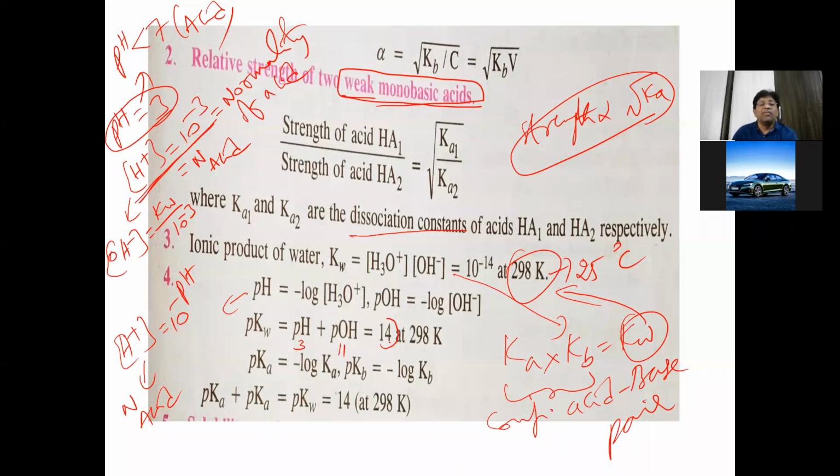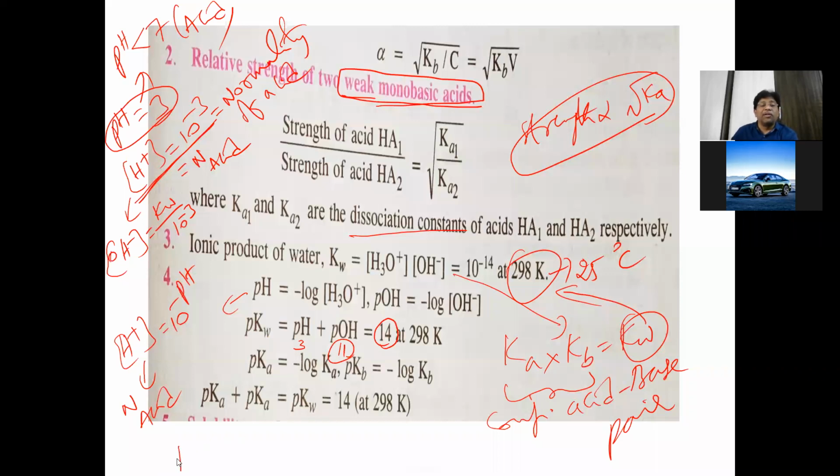Then only it will be equal to 14. So like that, if pH is given, pOH is equal to what? 14 minus 3, which will be 11. So the pH value plus the pOH value will always be equal to 14. That is pKw at 298 Kelvin.